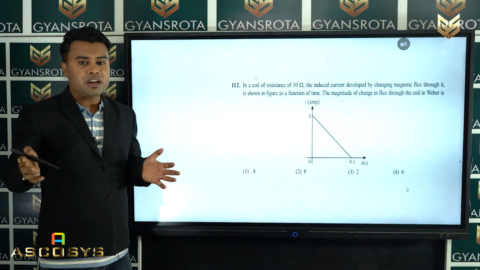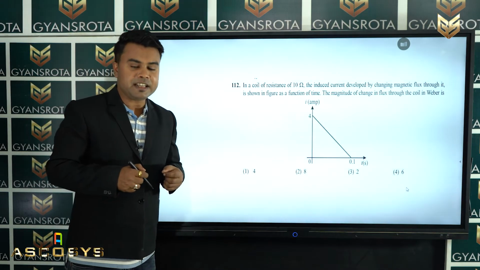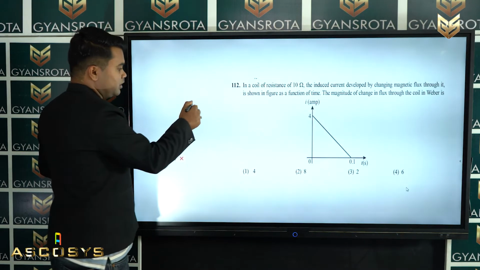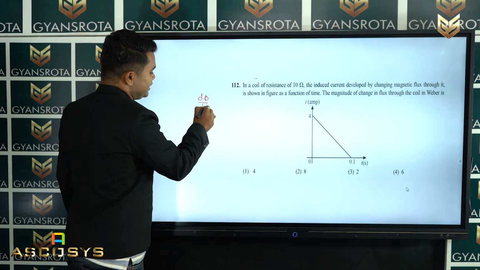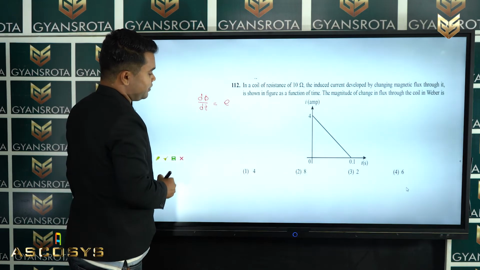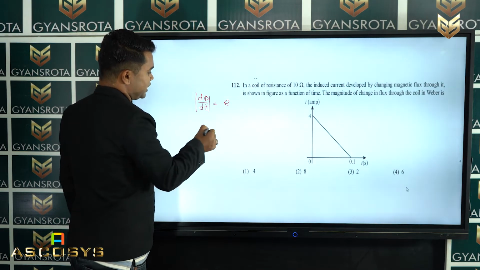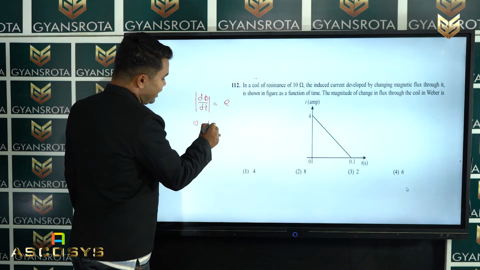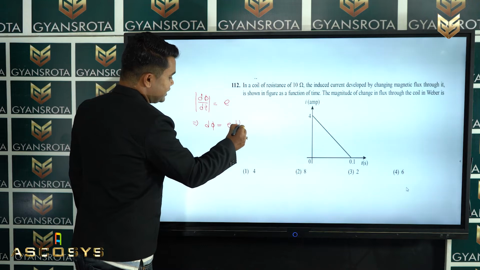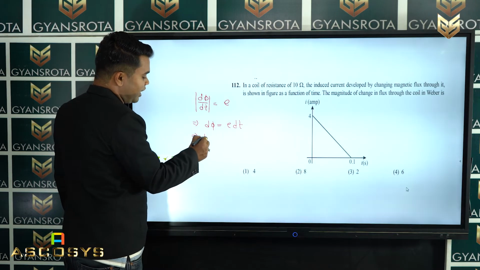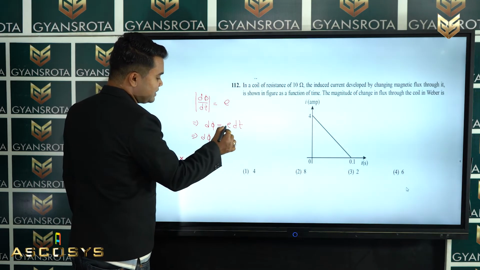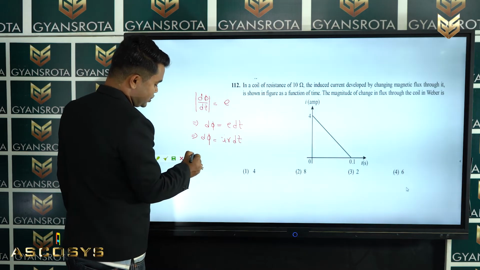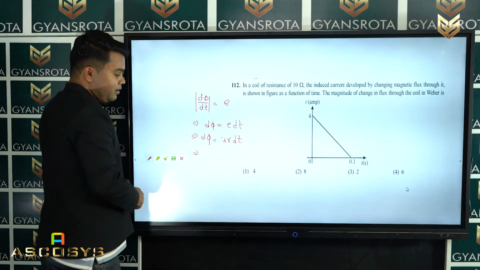So this question came from the chapter electromagnetic induction, where you will need to use the concept of this one, d phi by dt is equal to the EMF induced. So this should be in mod actually, otherwise it will be minus of E according to Lenz's law. So d phi will be equal to E dt. Can I write it down? Yes. So d phi can be written as, in place of E, that is the EMF, I can write I into R dt. So R being constant, that is the resistance.